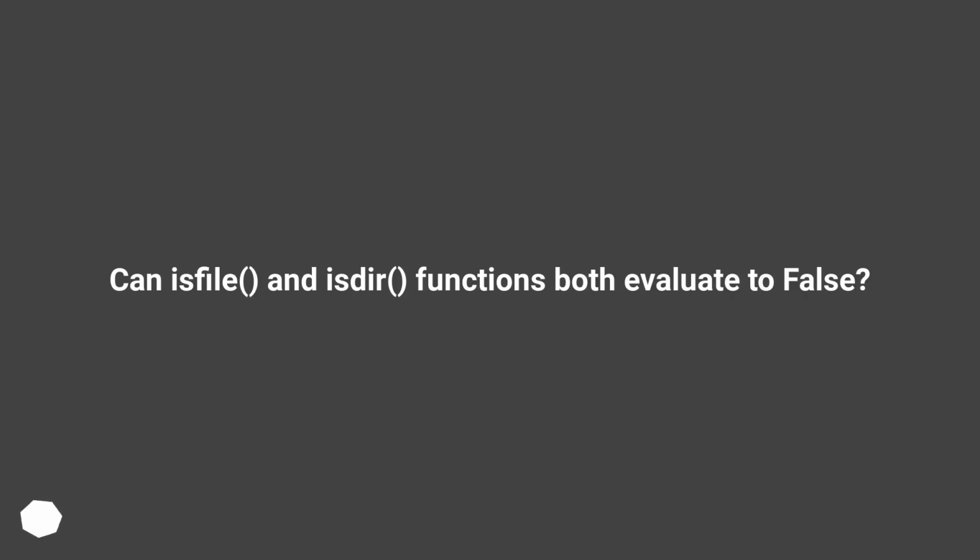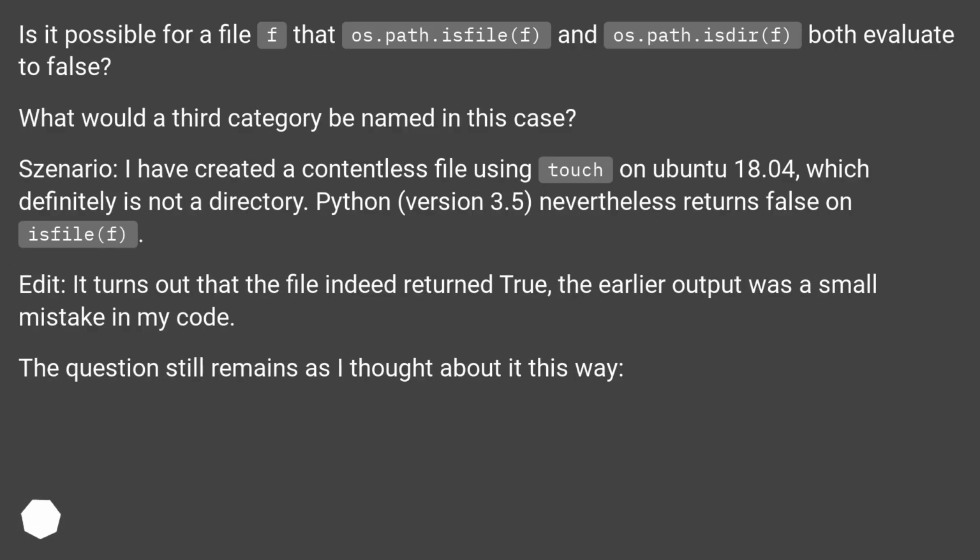Can isfile and isdir functions both evaluate to false? Is it possible for a file f that os.path.isfile(f) and os.path.isdir(f) both evaluate to false? What would a third category be named in this case?